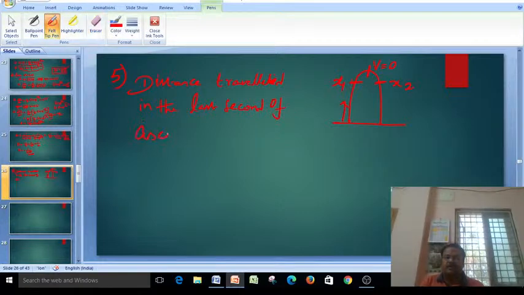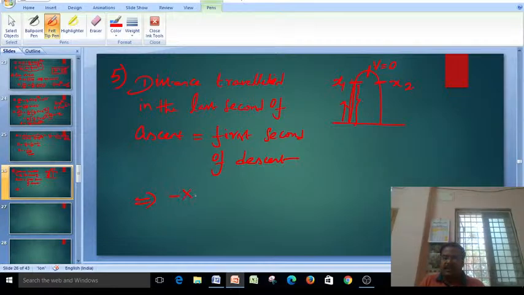So the last second of ascent should be equal to the distance travelled in the first second of descent. Let us take the distance in the upward direction. This height covered by the particle is negative, meaning opposite to the acceleration due to gravity.